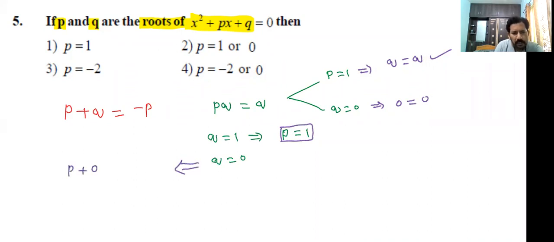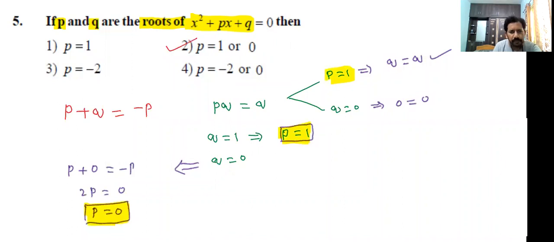P plus 0, that is equal to minus P. 2P is equal to 0. Then P is equal to 0. Overall, observe that how many P values we got. This is one P value, P is equal to 1. Another P value, 0. So we got two values, 1 and 0. Which option correct, students? Second option correct.